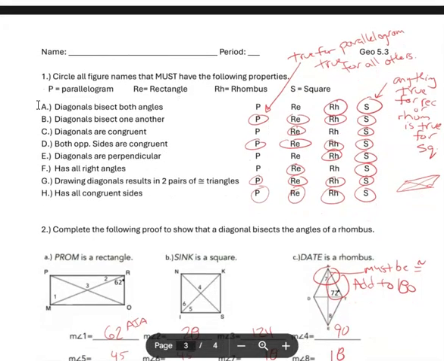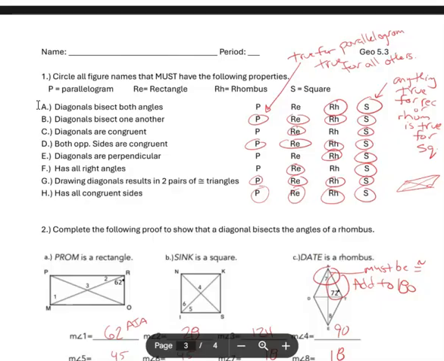Now in here, it says circle all the figures that must have the following property. So a diagonal bisects both angles. That's true for a rhombus, and anything that is a rhombus, a square is a rhombus. Diagonals bisect one another. That's true for a parallelogram. You don't even have to think about all the rest because they're all parallelograms, so you can circle them.